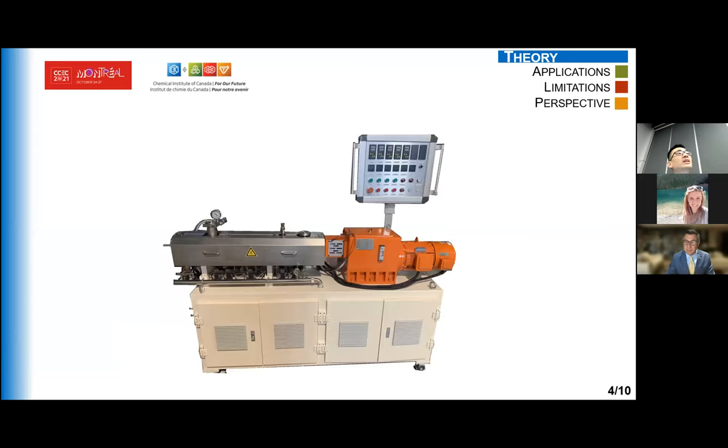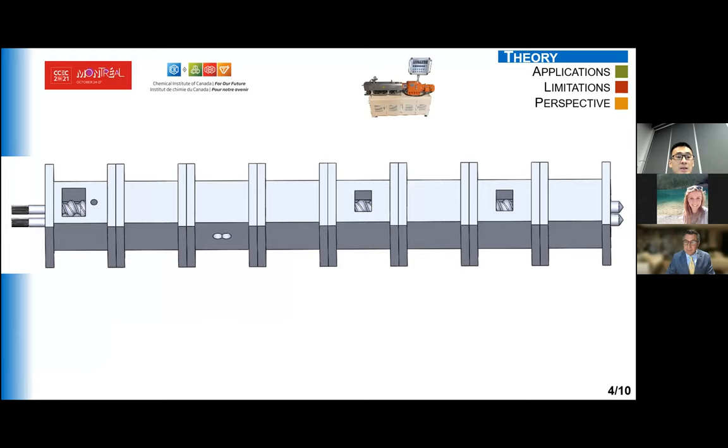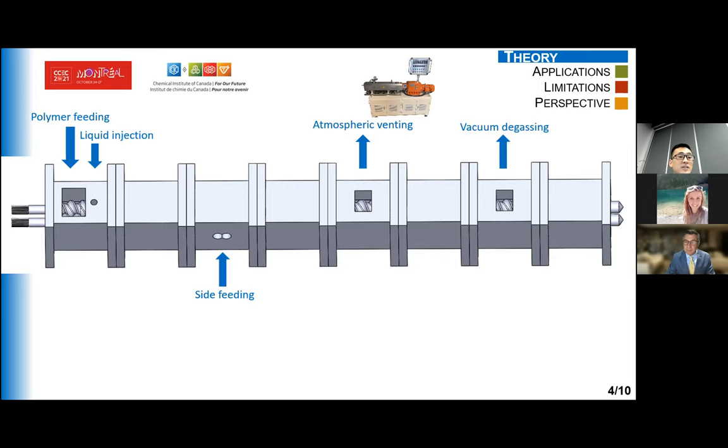Normally, the co-rotating twin screw extruder is the most used equipment for reactive extrusion. Single screw extruders and counter-rotating twin screw extruders are also used in some situations. This is a picture of the co-rotating twin screw extruder. This kind of extruder has a segmented design of barrels and screws, and normally contains polymer feeding ports, side feeding ports, and several degassing ports. Liquid injection is also possible in the reactive extrusion process, and normally the liquid injection port is near the main polymer feeding port.